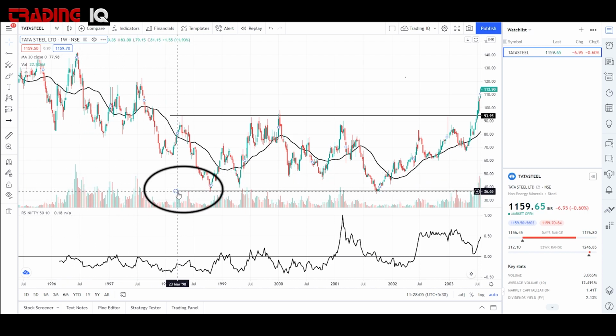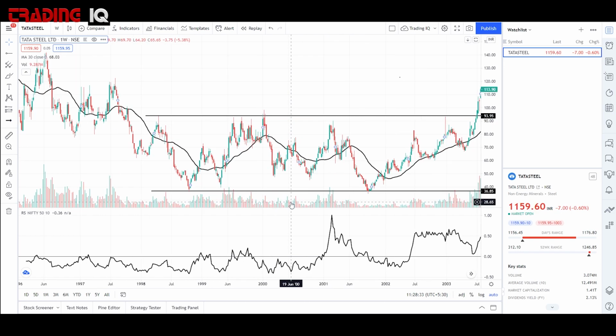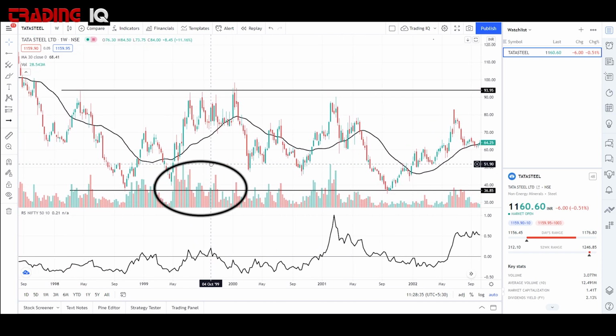If I put my mouse cursor here, you see the volume: 33 million, 22 million, 13 million. But in the past, it saw a volume of 134 million, so over 100 million. So the volume is not great. The structure is not great when it is trying to break out of that resistance level. Similarly, at this level, you see more red candles, more red volume bars, which means what?